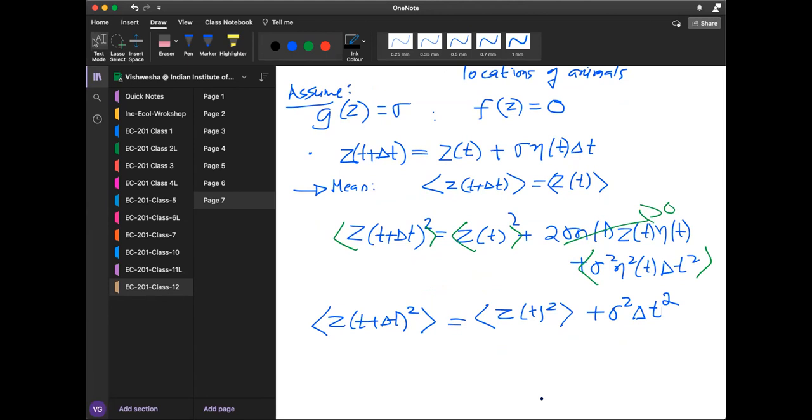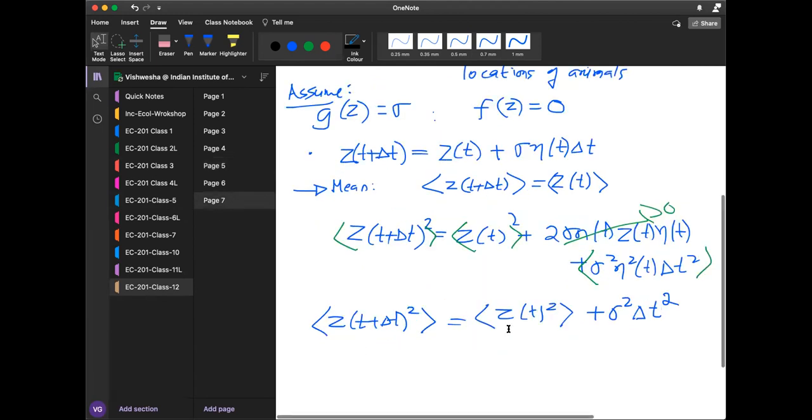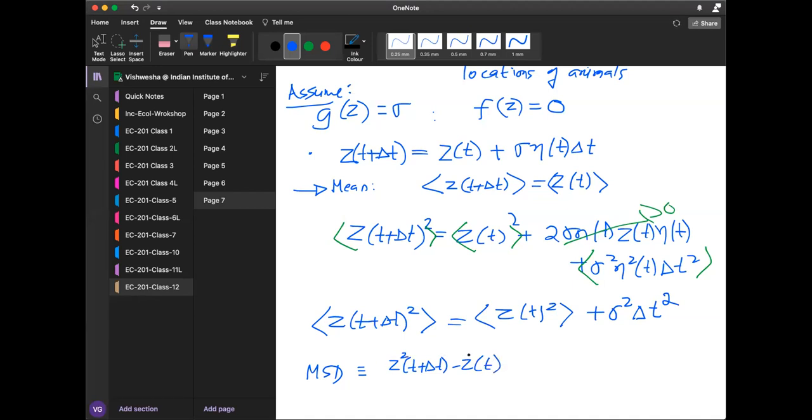Okay, but tell me, you remember what we proved a couple of slides ago? By the way, if I take this to the left-hand side, now what happens? It's basically the mean square displacement over some small time interval, right? It's the mean square displacement over a small time interval that is the same as sigma square delta t square.